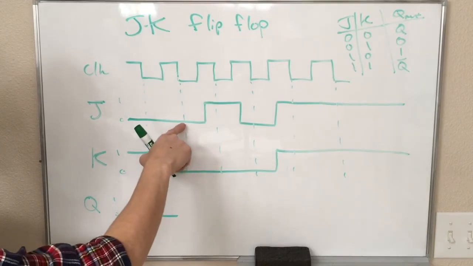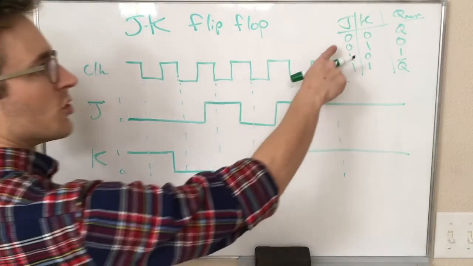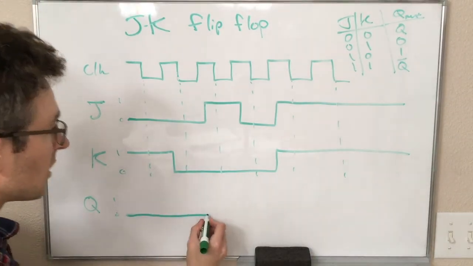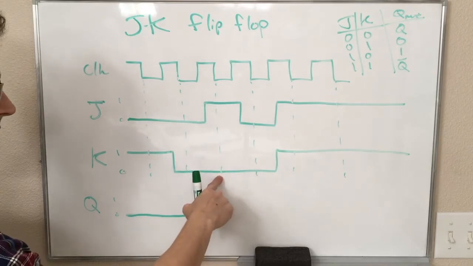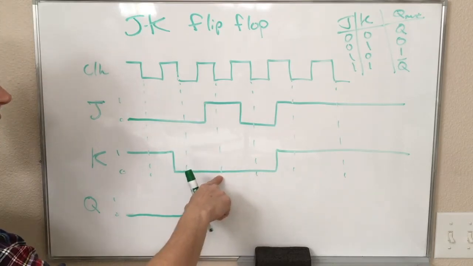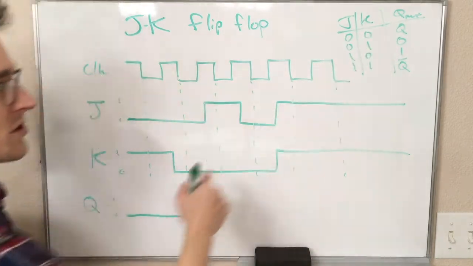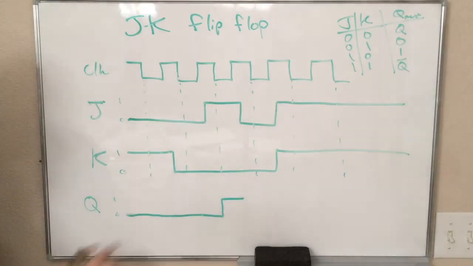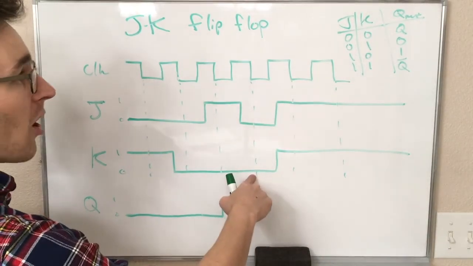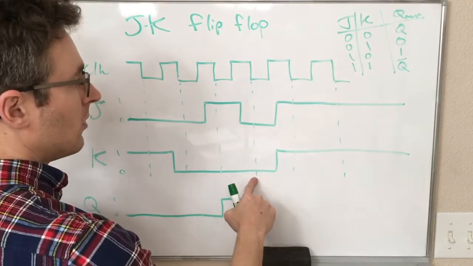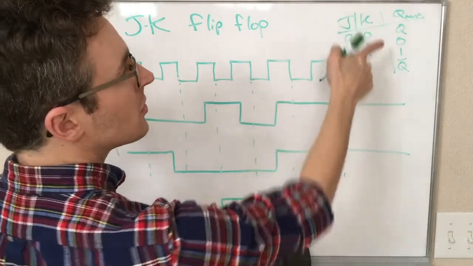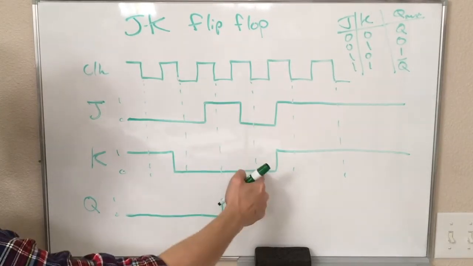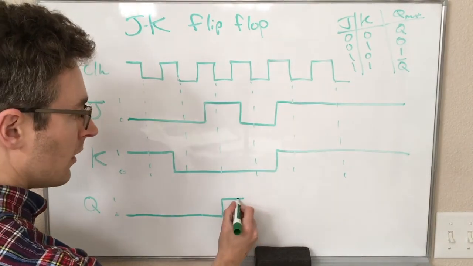So here, both J is off and K is off, which means that Q is going to stay the same, so it's still off. Now J is on and K is off for this next one. So that is this row, which means no matter what is going on, it turns it on. For this one, again, J and K are both off, which means Q stays the same. So before, when J and K were off, it stayed at 0. Now when J and K are off, it is staying at 1.